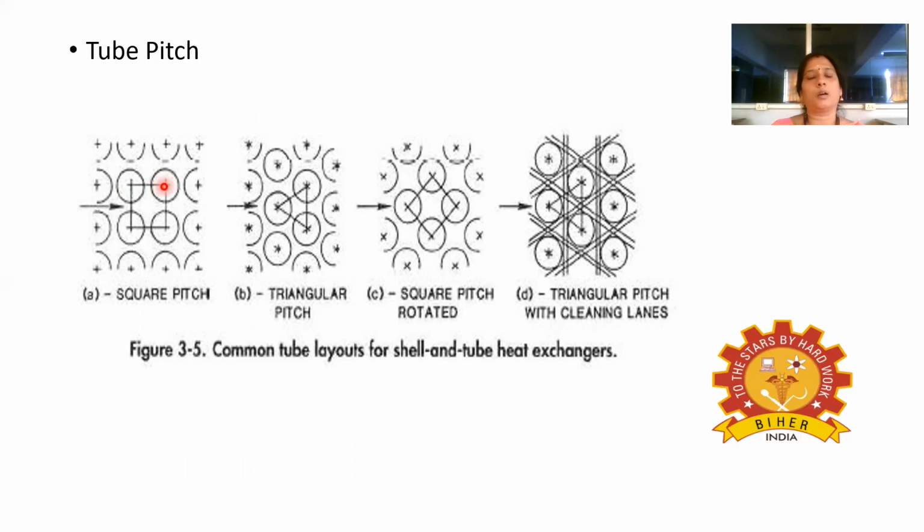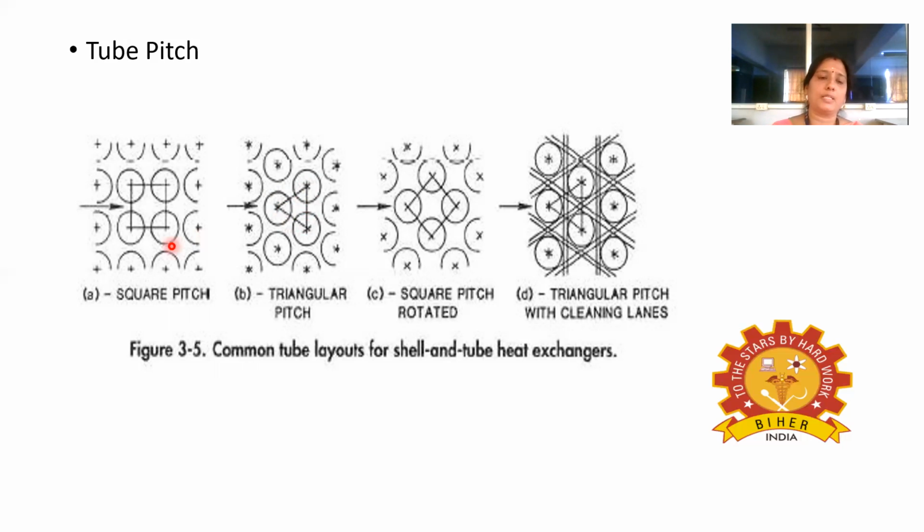There are many types of pitches. The pitch can be classified into square pitch, triangular pitch, rotated square pitch, and triangular pitch with cleaning lanes. Like that, many arrangements of tubes are followed. If the center to center distance between four tubes forms a square, then it is called square pitch. And if the center to center distance between three tubes follows a triangle, then it is called triangular pitch.